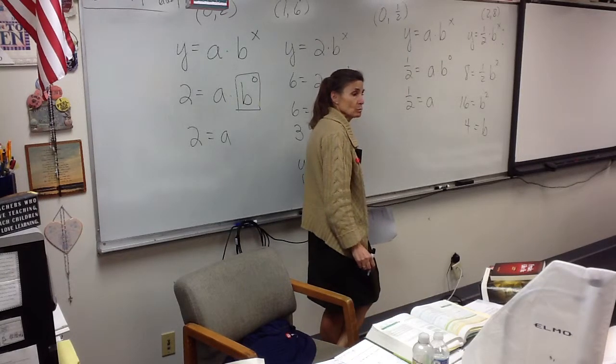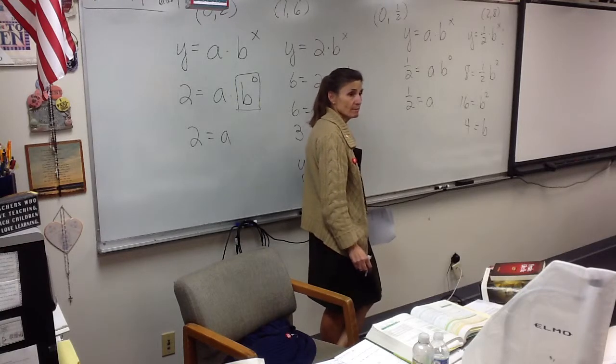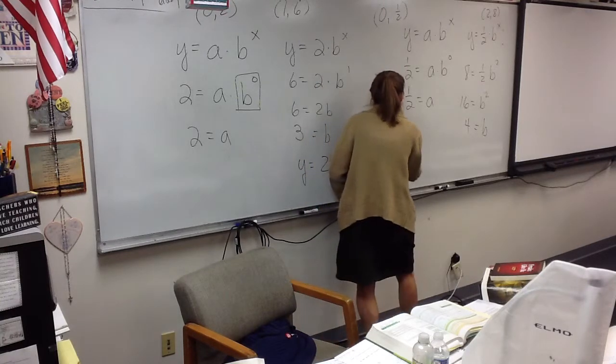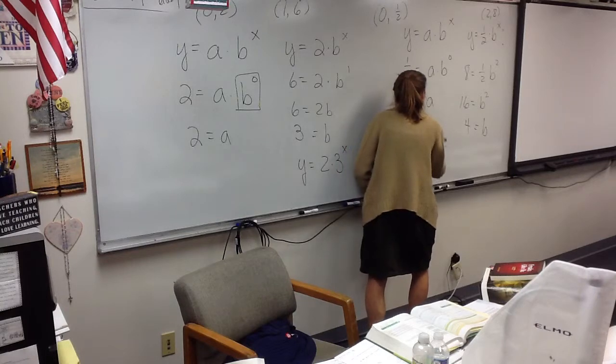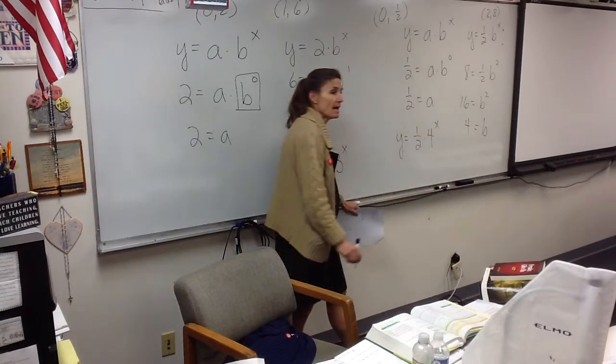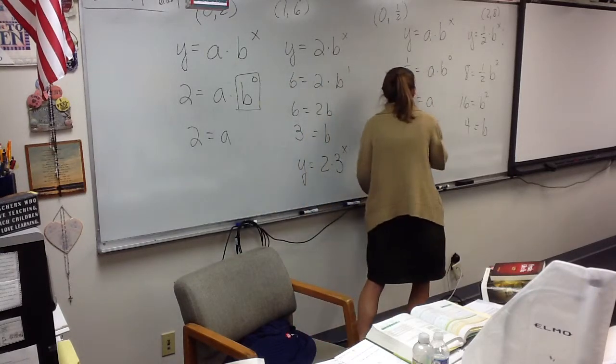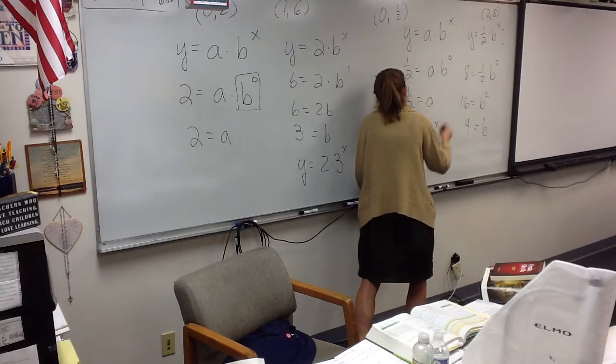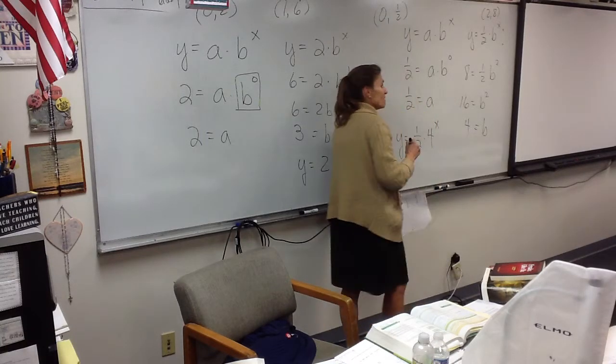Now, what's the answer then? y equals 1/2 times 4 to the x. Perfect. y equals 1/2 times 4 to the x. Do not do anything with these. They are two separate numbers. Leave them separate, Megan.